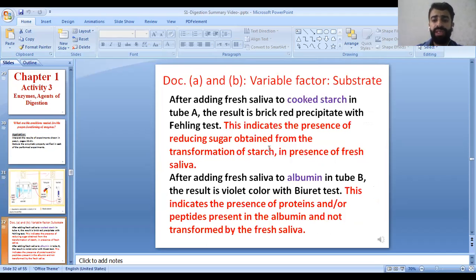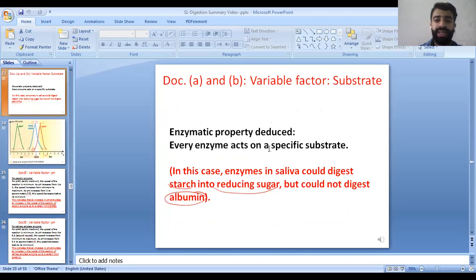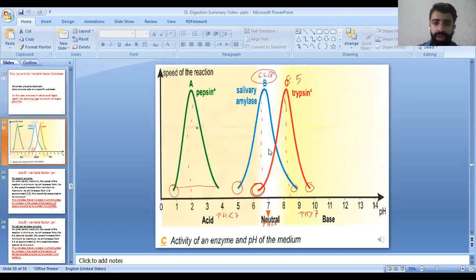So the first property that can be deduced here is that the enzyme acts on a specific substrate. Every enzyme works on a specific substrate. In this case, the enzyme in the saliva is called salivary amylase. It works on starch and digests it into reducing sugar, but it cannot digest the albumin.